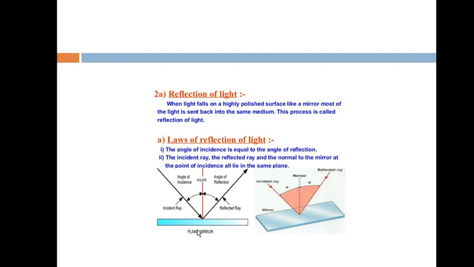The incident ray, the reflected ray and the normal to the mirror at the point of incidence all lie on the same plane. All of these things lie on the same plane. This is the second law.